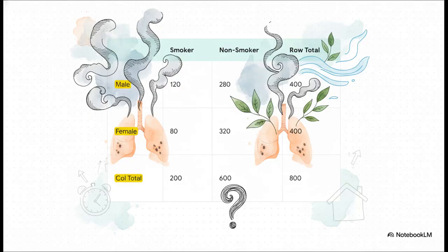Okay, so this table right here, this is going to be our home base for this explainer. It's got data for 800 people. As you can see, we have 400 males and 400 females. And if we look closer, we see that 120 of the males are smokers and 80 of the females are smokers. The big question is, is there a connection here? Is there some kind of relationship between these numbers?